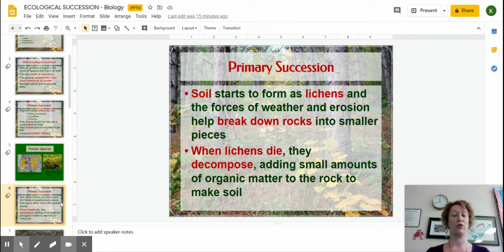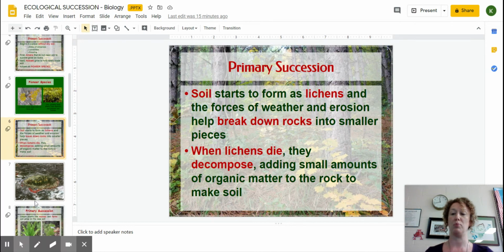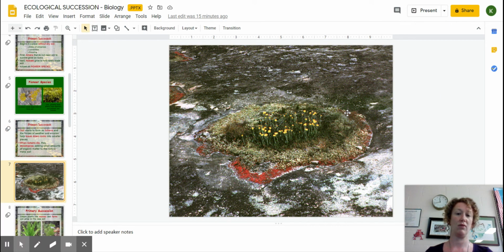Soil starts to form as lichens, and the forces of weathering and erosion help to break the rocks down into smaller pieces. When the lichens die, they decompose, and that adds even more soil matter to that rock. We already discussed that. Here is a picture of that happening. Around the edges there's some lichen, and there are mosses closer toward the center. This would all be lichen around here. As the lichen dies and accumulates, we have a layer of soil being built. The mosses can live in this region. And then finally, we have enough soil in this particular depression in the ground to support some plants.